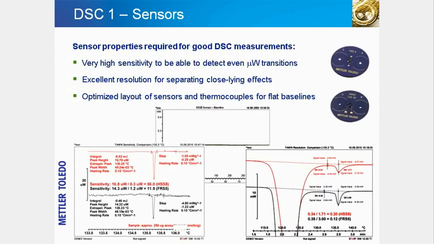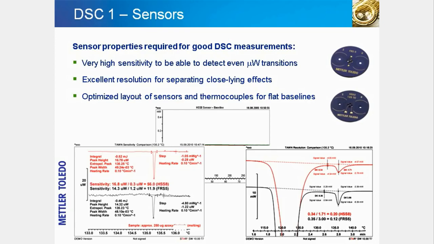The sensors in the Mettler Toledo DSC1 are the most important components of the instrument. They determine the quality of the measurement. Two different sensors are available for the DSC1. The most frequently used is the full range or FRS5 sensor. The high sensitivity or HSS8 sensor is recommended for samples that produce only a very low signal intensity.